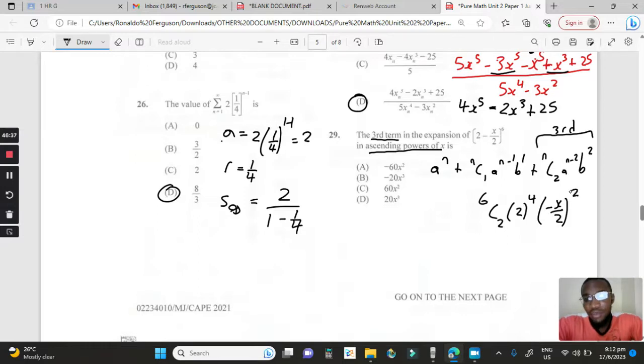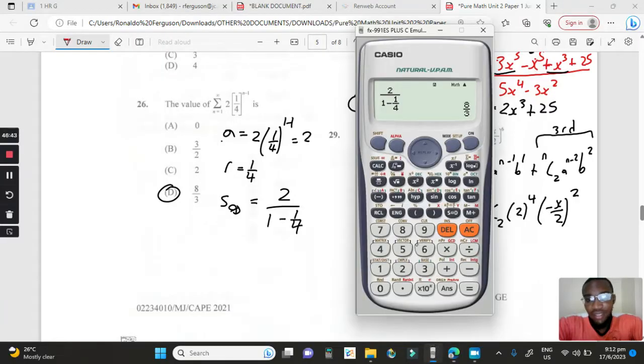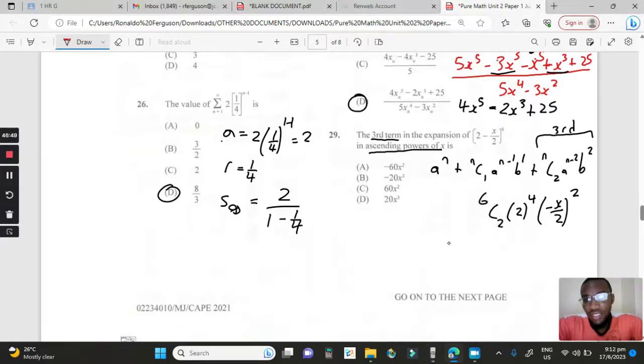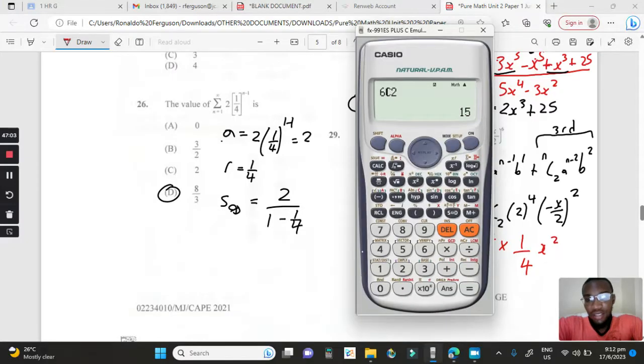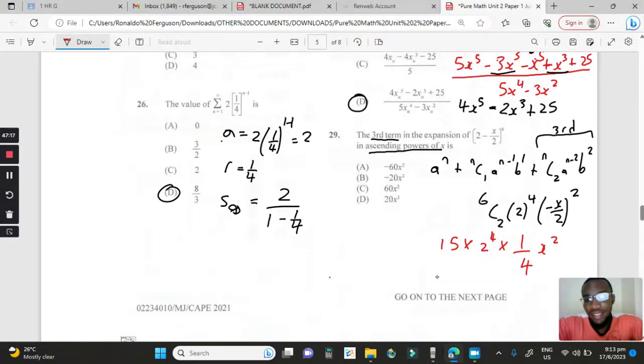And so that is going to work out to be, put in a calculator, 6 choose 2, which is 15, multiplied by 2 to the 4th power times, this is now negative when you square it is 1 over 2 squared is 4. Put all of that in the calculator. That's why we have calculators. So this is now 15 multiplied by 2 raised to the 4th power, and then we multiply it by a quarter and see what we're getting. So what we're getting is 60. So the answer is 60x squared.